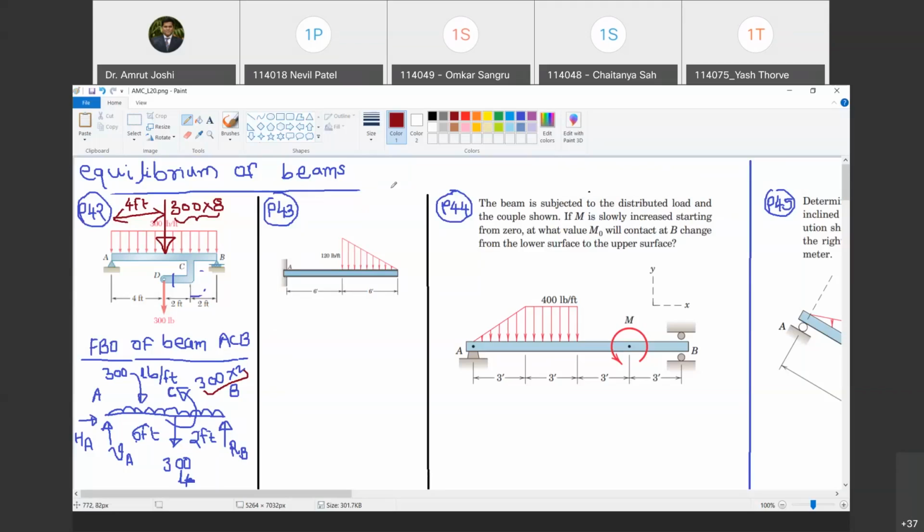So Omkar, what kind of support is there at A? This is, as we have seen, the typical notation of fixed support. इसको क्या बोलते हैं? Fixed support. So what kind of reactions does a 2D fixed support offer? It offers two force reactions and one moment reaction. Do you agree with me? Yes, sir. And that moment reaction will be about Z axis.